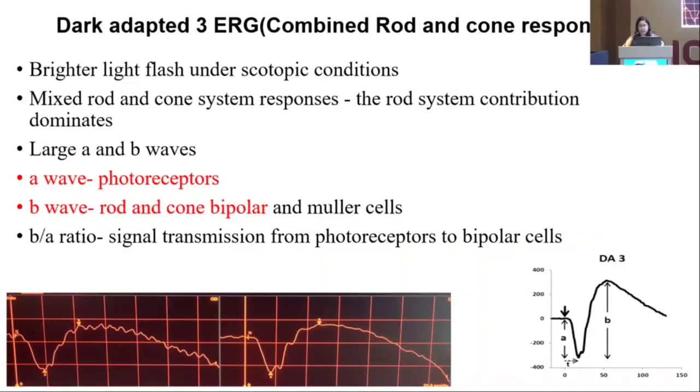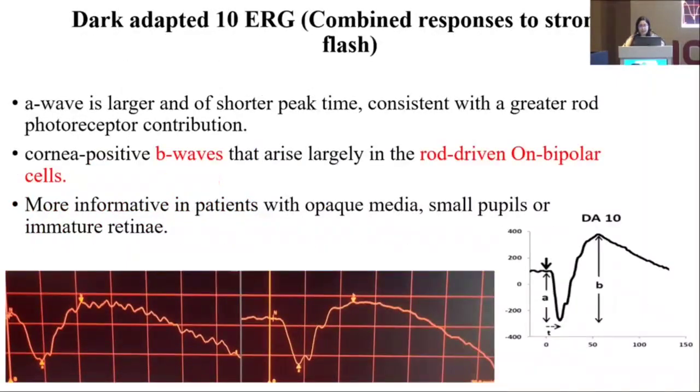Dark adapted 3 ERG is a combined rod and cone response. A wave is from the photoreceptors and B wave is from rod and cone bipolar and Muller cells. Dark adapted 10 ERG is also a combined response to a stronger flash, and it is more informative in patients with opaque media, small pupils, or immature retina. B waves are the ones that arise largely from rod-driven on-bipolar cells.